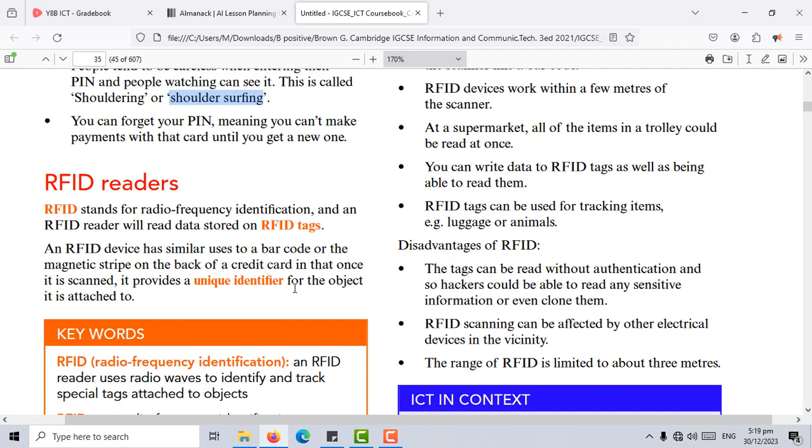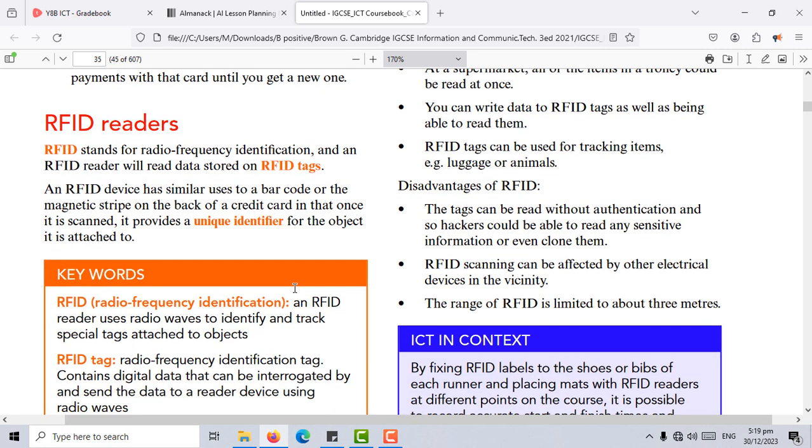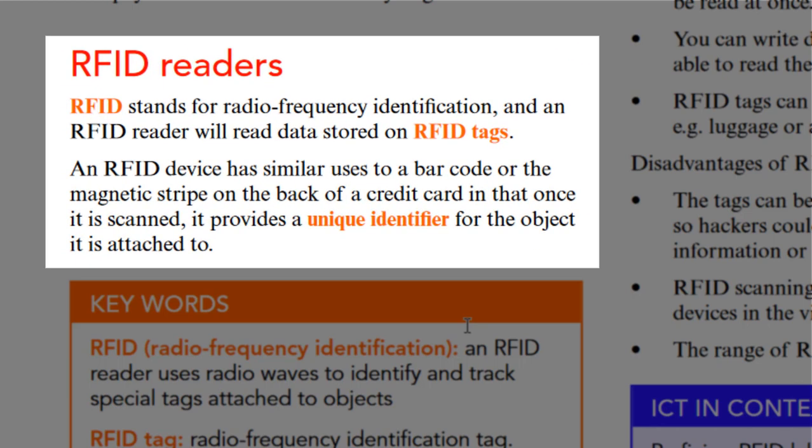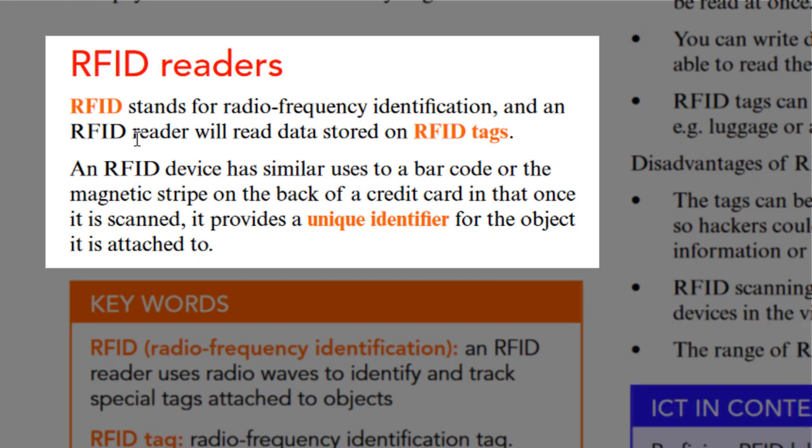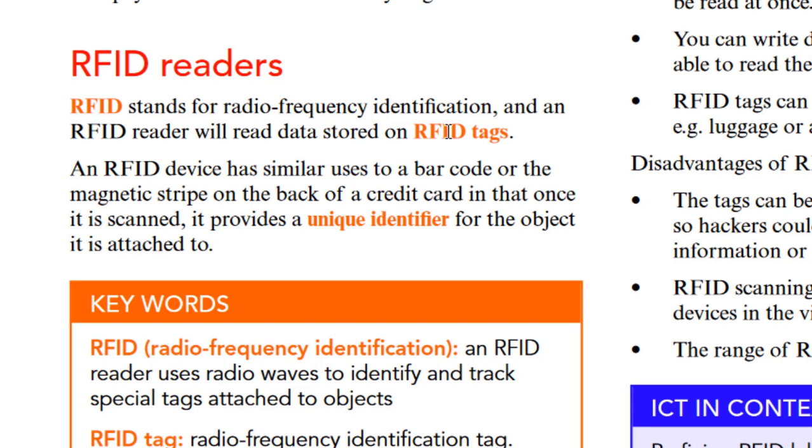Moving on to the third kind of reader: RFID stands for radio frequency identification, and an RFID reader will read data stored on RFID tags. An RFID device has similar uses to the barcode or the magnetic stripe on the back of a credit card, in that once it is scanned, it provides a unique identifier for the object it is attached to.